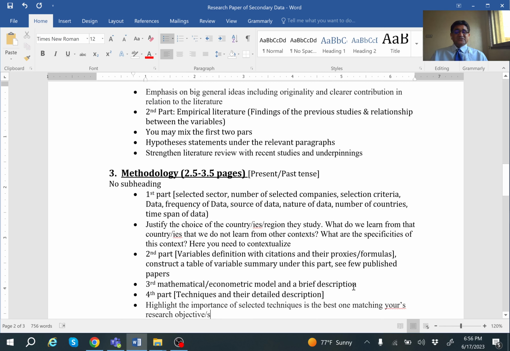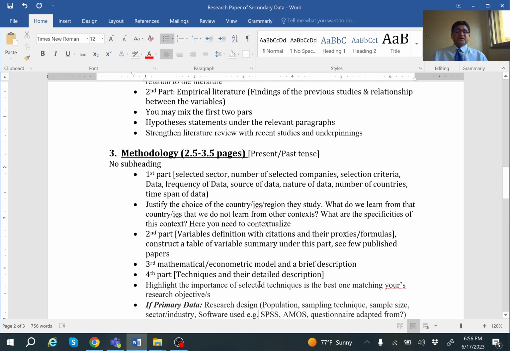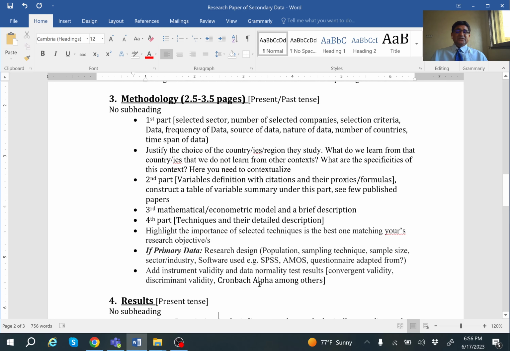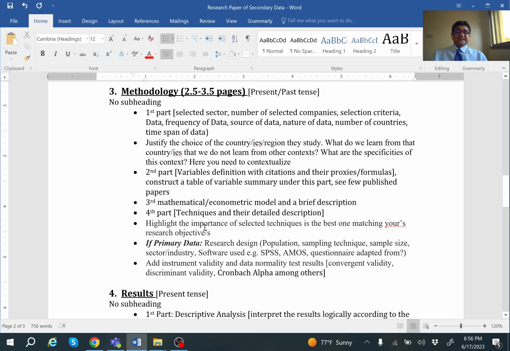After writing the equation, we need to describe the terms which are used in the literature in the equation. Then after the mathematical equation, we have to write about techniques. We need to write about which techniques we are going to apply, which kind of analysis we are going to apply.